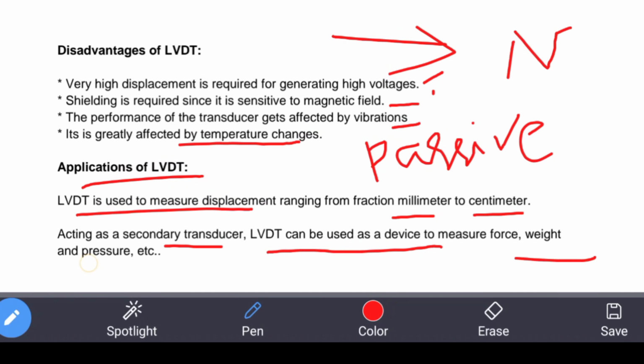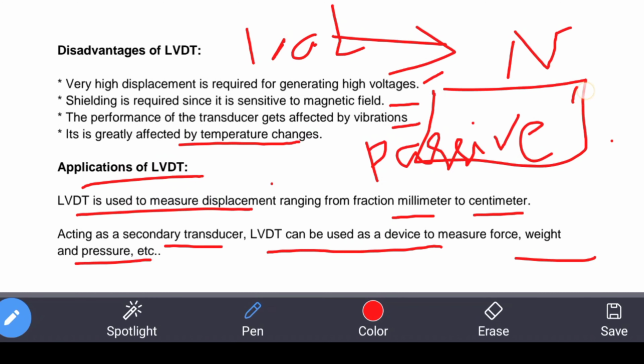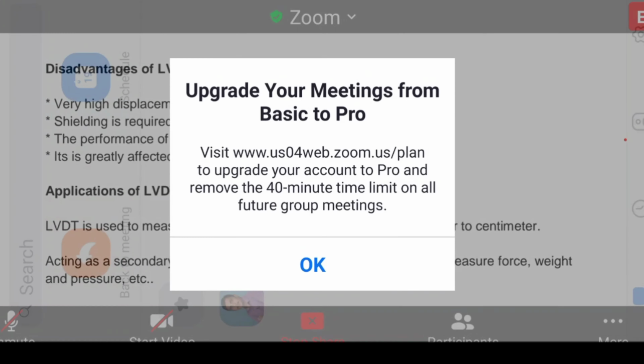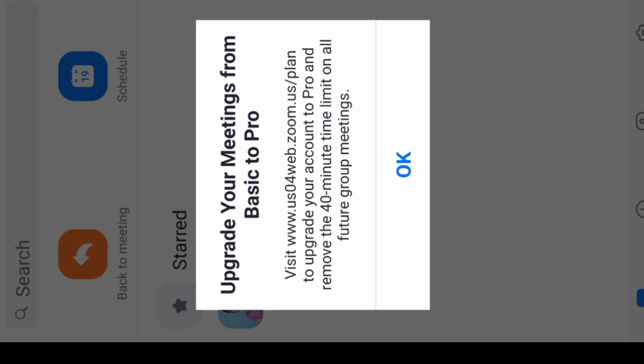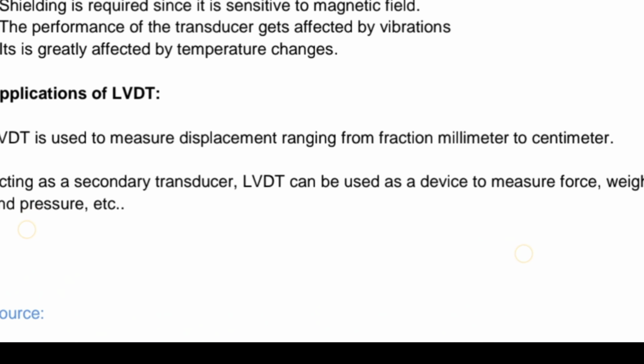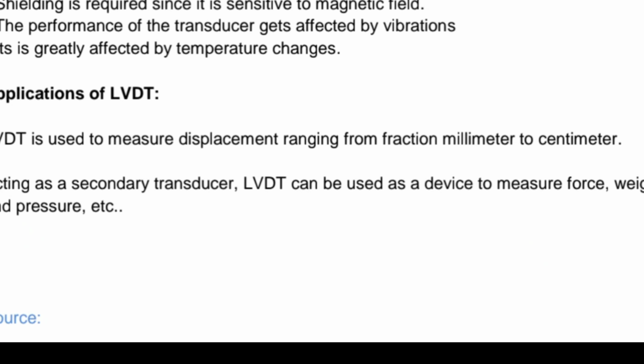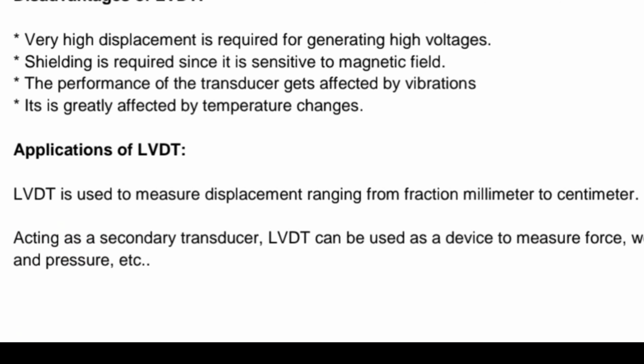Weight and pressure can also be measured. Pressure cells or load cells are there. If you go to weighing bridges, load cells are provided at the four corners, and these are LVDTs. LVDTs are used to measure fractions of millimeters of linear displacement. Acting as a secondary transducer, it is a passive transducer.